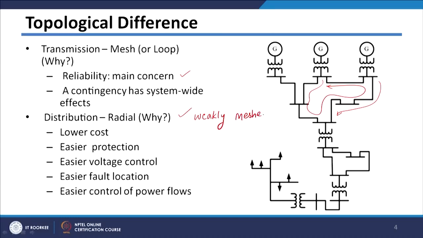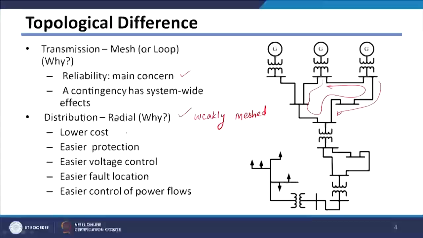Weakly meshed means there will be only a few loops, unlike in the case of a transmission system. So, the transmission system is a highly interconnected kind of system. The basic reasons to make the distribution system radial are as follows. First, if you see the cost of the system, the cost difference between an interconnected system and this radial system will be very large, that is, the cost of the system will be very low.